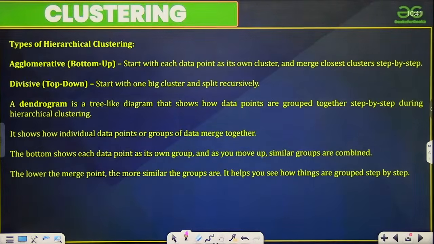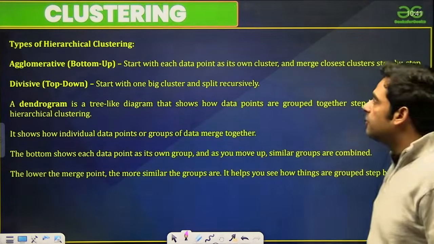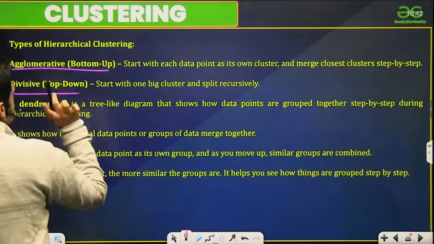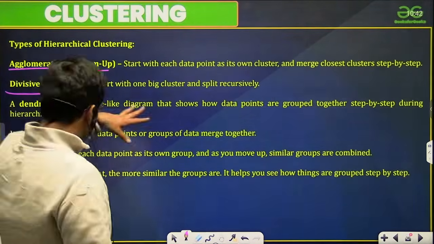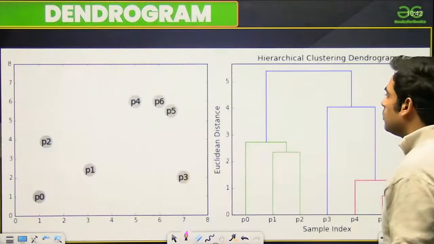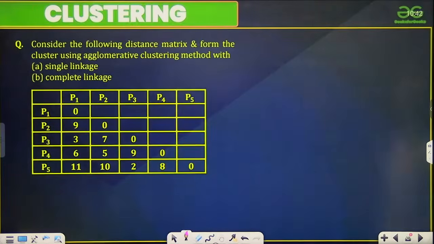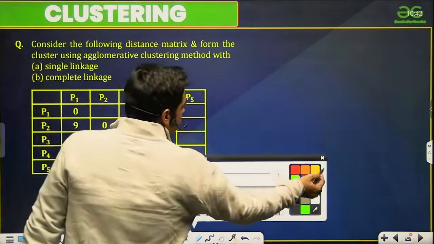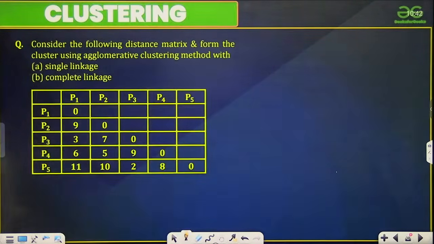Okay, as I told you, hierarchical clustering is of two types, agglomerative and divisive. Now I'll tell you how to use a dendrogram. Firstly, let us start with an example. Then gradually I'll explain each and everything. Yes, Uddhav, let us start with an example first.